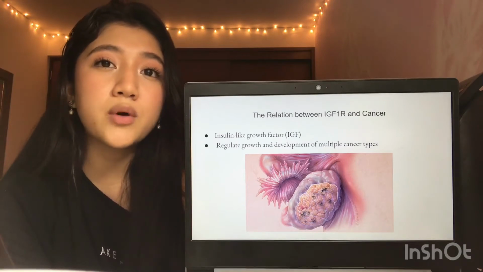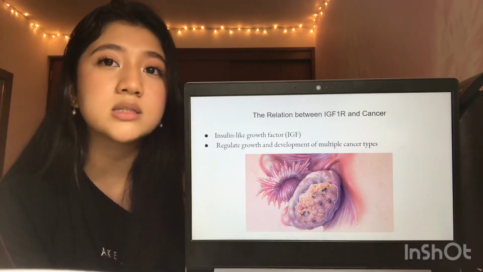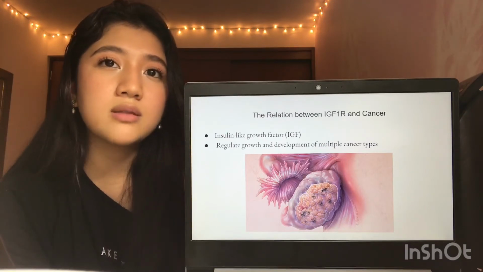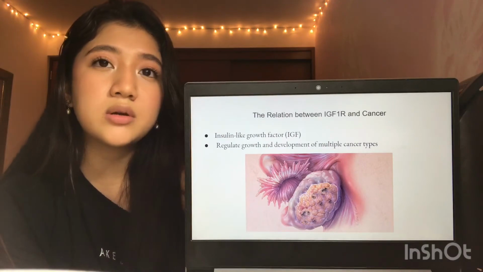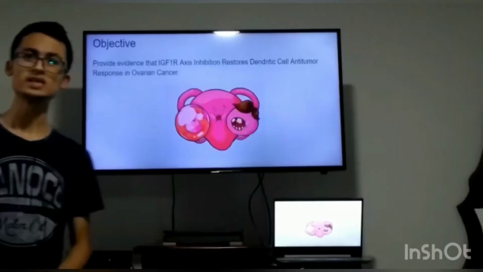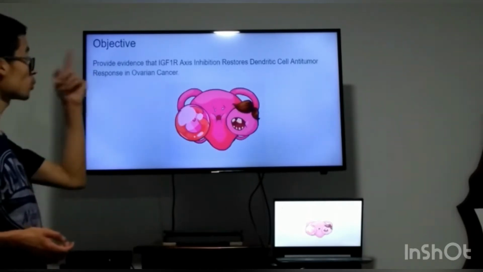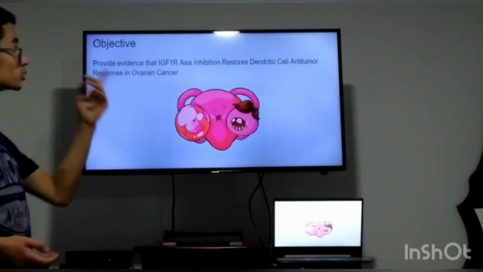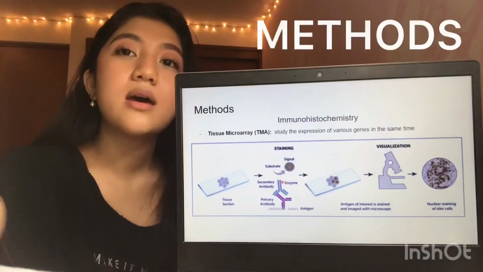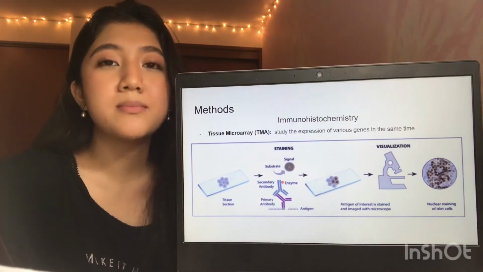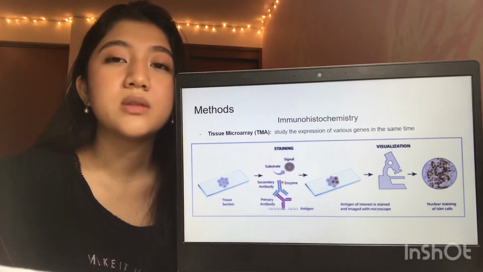Observing the IGF-1R inhibitors using immunotherapy can supply us with an understanding of the interplay between the IGF-1R axis and the immune environment in EOC. The objective of the article was to provide evidence that the IGF-1R axis inhibition restores dendritic cell antitumor response in ovarian cancer. Immunohistochemistry is a microscopy technique used to visualize cellular components.